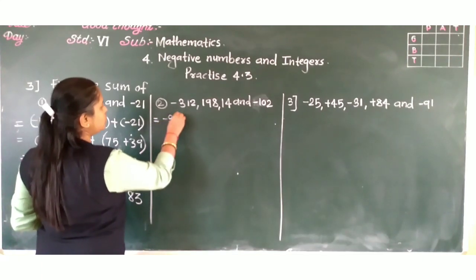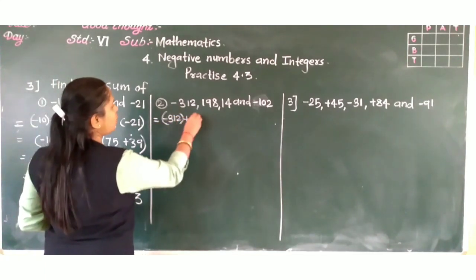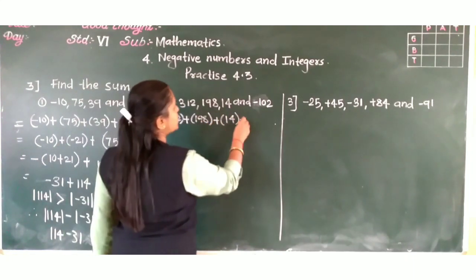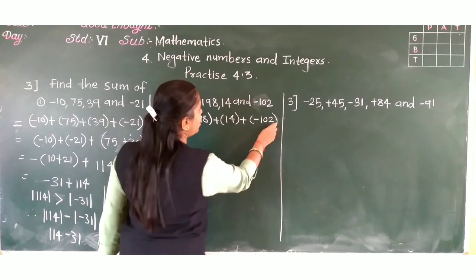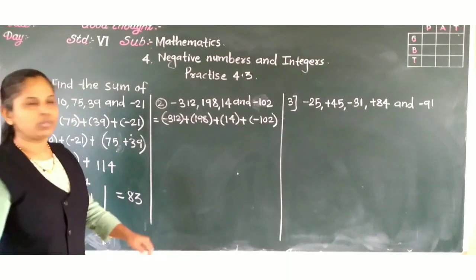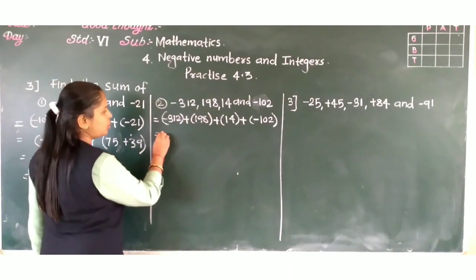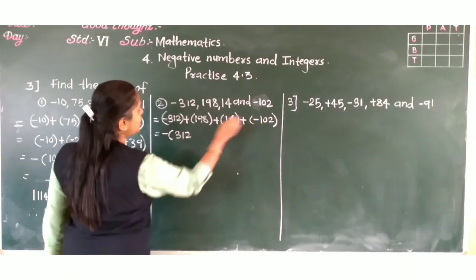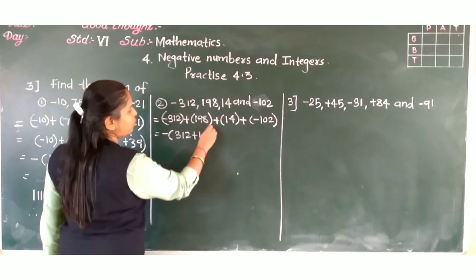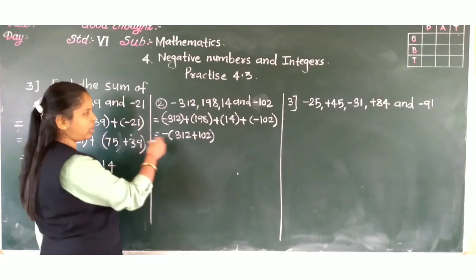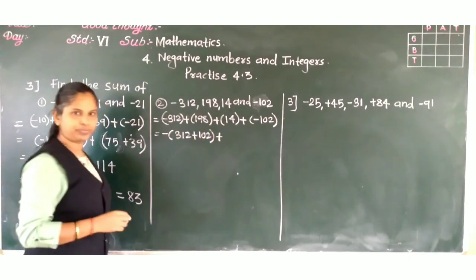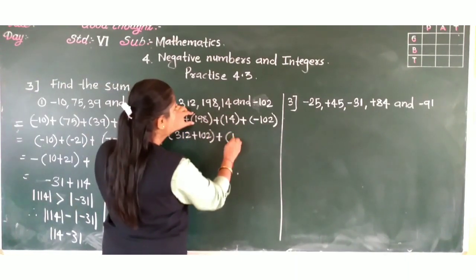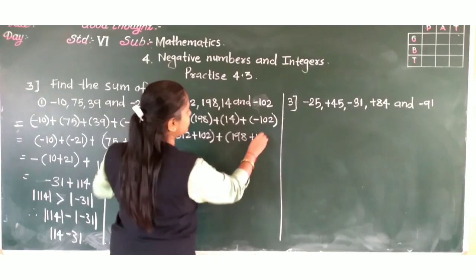Now this also: minus 312, I will put bracket plus 198 plus 14 plus minus 102. Again, what to do? Take the same signs integers together. So minus I will take outside, 312 plus 102. They have the same signs, no? So I have taken outside. And these two having positive, I will write together.